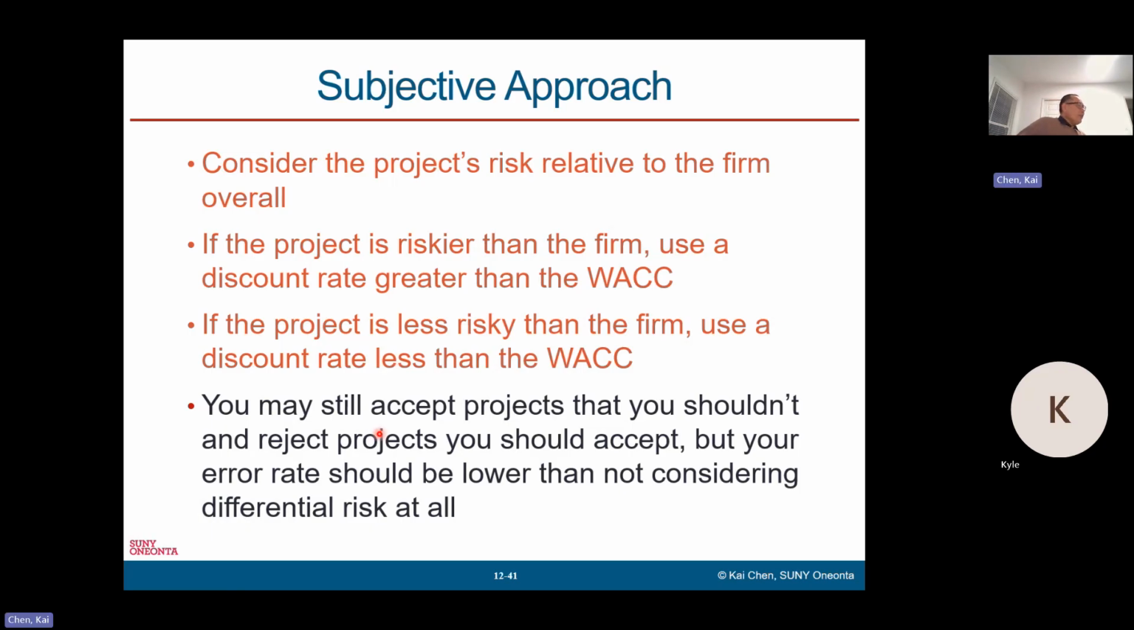In this case, we may still accept projects that we shouldn't accept, or reject projects we should accept. But your error rate should be lower than not considering different risk at all. Because we have considered the difference in the risk between the project and the overall company, we can make a better decision.